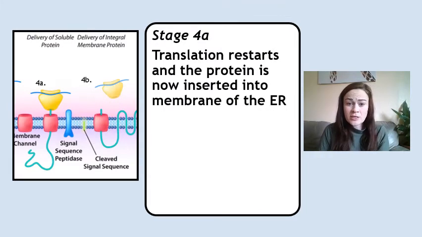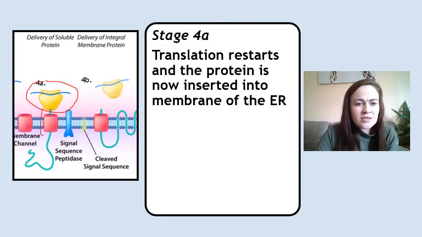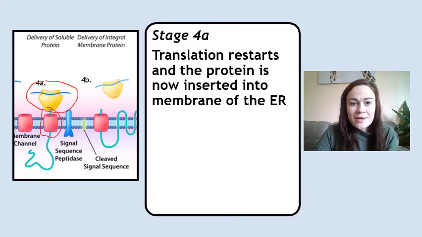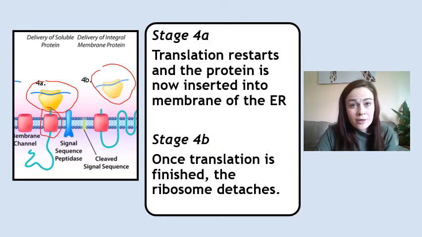Translation then restarts, and the protein is now inserted into the membrane of the RER. So what we've got here is our ribosome, the translated bit of messenger RNA, and it is attached to a station on the RER. When that protein is finished being translated, the ribosome will then detach itself again, leaving the protein in the membrane of the ER.